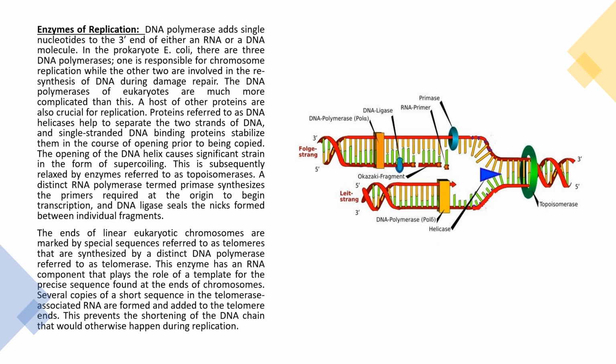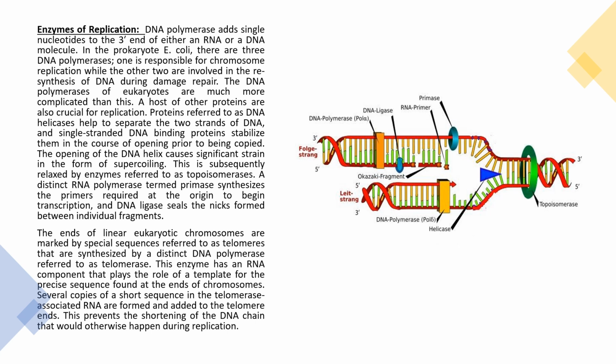The opening of the DNA helix causes significant strain in the form of supercoiling. This is subsequently relaxed by enzymes referred to as topoisomerases. A distinct RNA polymerase termed primase synthesizes the primers required at the origin to begin replication, and DNA ligase seals the nicks formed between individual fragments.